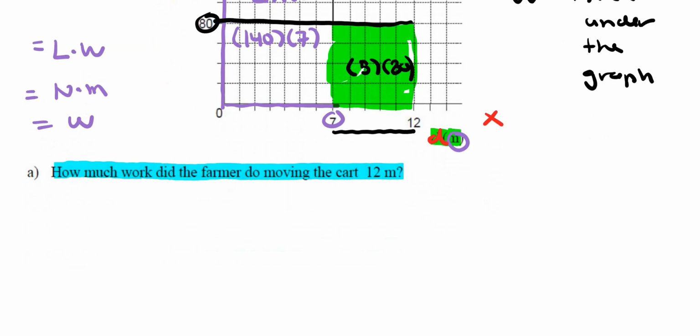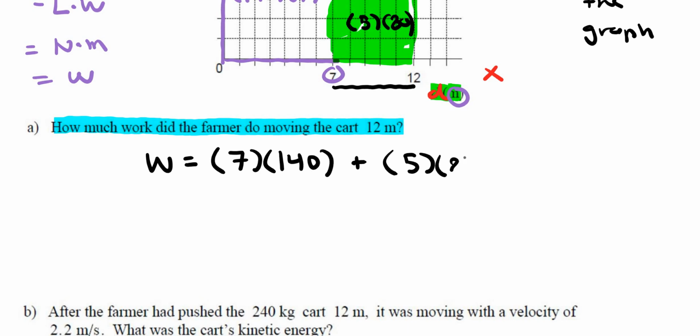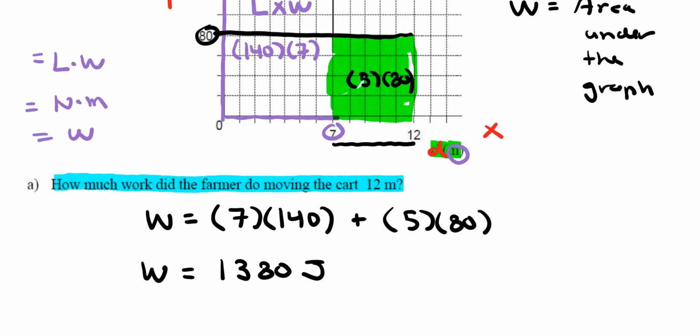So let me just go ahead and write this again. Work is really the area underneath the curve. And the numbers we had were 7 times 140 plus 5 times 80. And when we compute those numbers and add them, we get 1,380 joules of work. Okay, that's it for that particular problem.